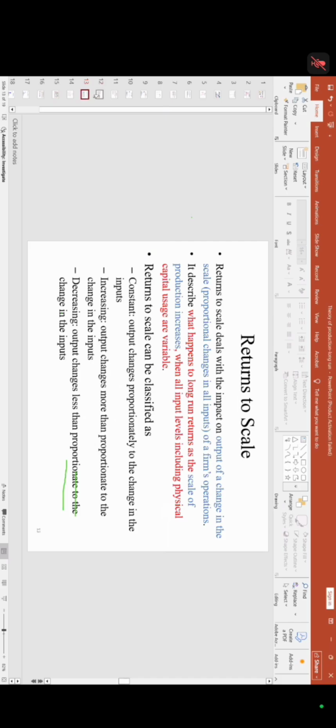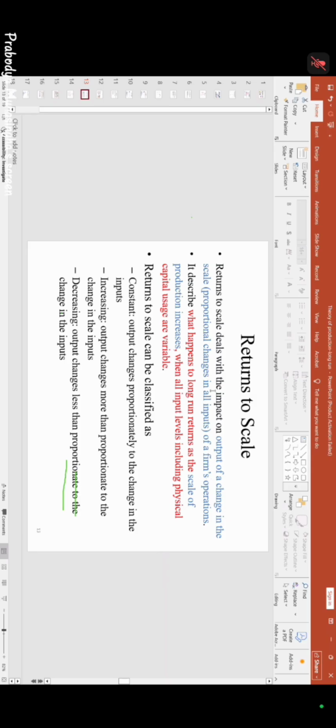Okay. So far we have discussed the isoquant, and also we moved to the ridge lines, and you got to know about the economically feasible area in production. And now, returns to scale. What is meant by returns to scale? Okay, so it deals with the impact on output of a change in the scale of a firm's operation.